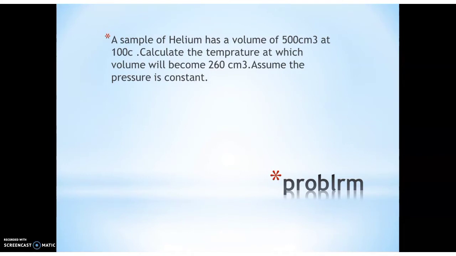We'll see a problem based on Charles' law. A sample of helium has a volume of 500 cm³ at 100 degrees centigrade. Calculate the temperature at which the volume will become 260 cm³. Assume the pressure is constant. How can we solve this? What things are given in the problem? We have to keep in mind that when doing problems in Charles' law, centigrade should be changed to Kelvin.